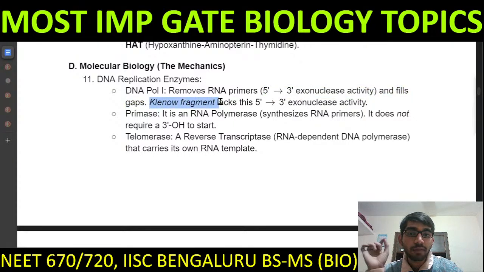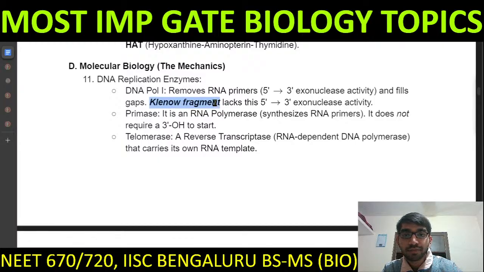The Klenow fragment, this is very important, remember this. The Klenow fragment lacks this 5' to 3' exonuclease activity. If someone asks you, is the exonuclease activity present in the Klenow? It's not present, just remember this.